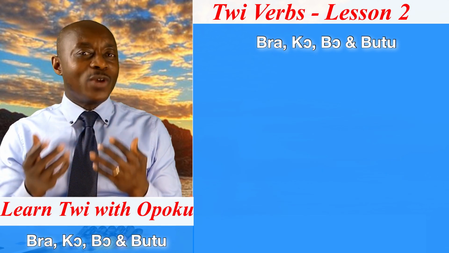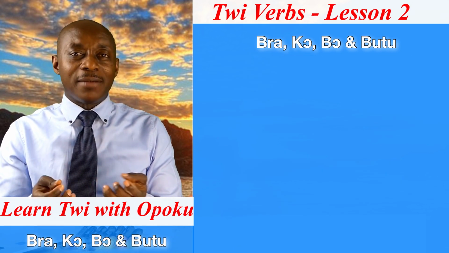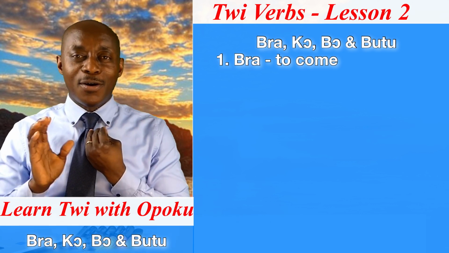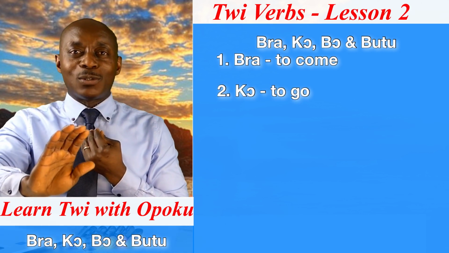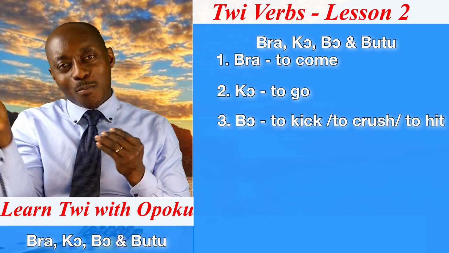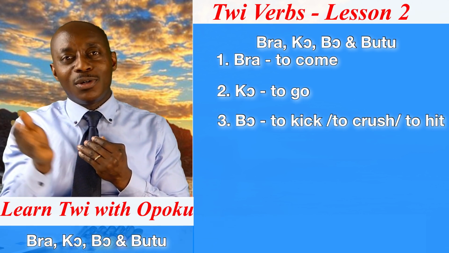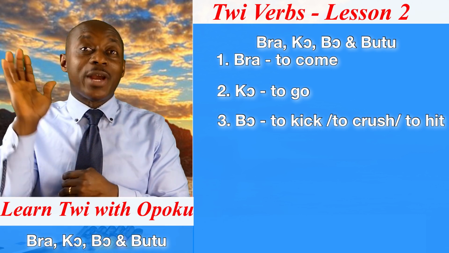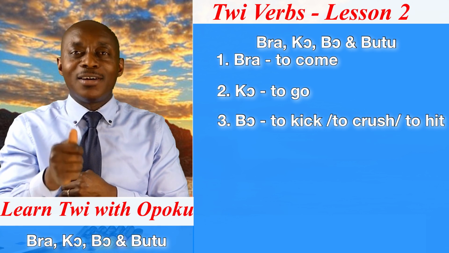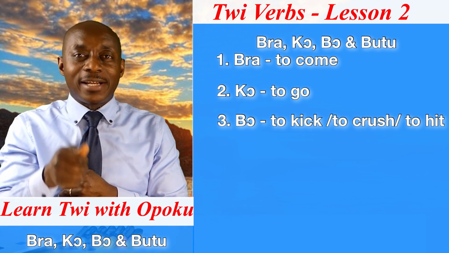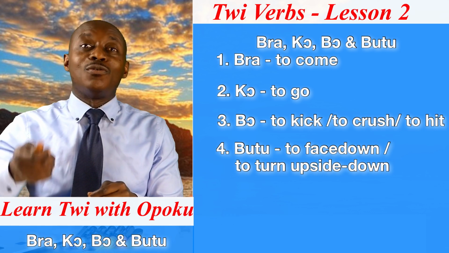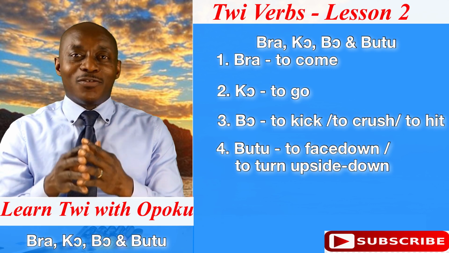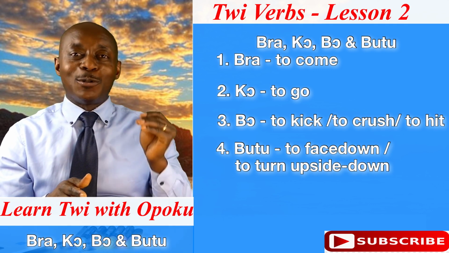So in short, what have we learned? We have learned these verbs. Bra, and that is what? To come. Ko, and that is what? To go. Bo, and that means what? To kick, to crash, or to hit. And finally, we also have learned butu, and that is what? To face down.